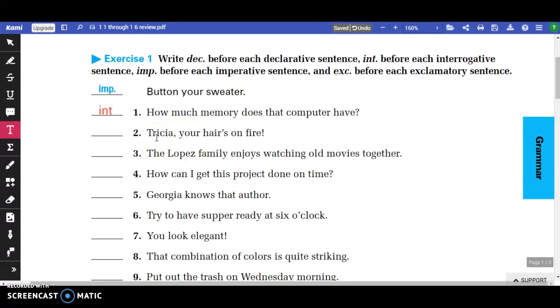2. Trisha, your hair is on fire. Because this sentence shows strong emotion and exclaims, it is an exclamatory sentence, so I need to write EXC. 3. The Lopez family enjoys watching old movies together. Because this sentence is simply giving me information, it's declaring something, so I need to write DEC for this sentence.